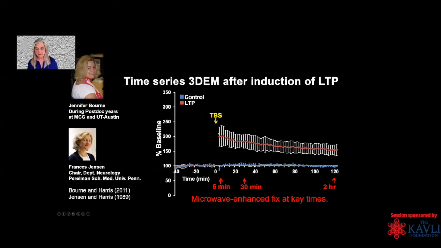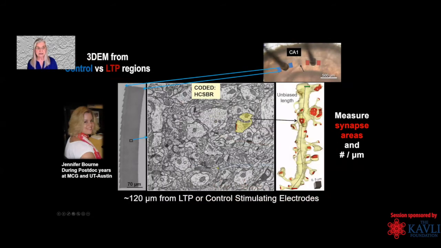the induction of LTP, shown here physiologically as a rather robust increase in the response, using microwave enhanced fixation at these key times, which produces really high quality images. From these slices, we use 3DEM from control versus LTP conditions, here colorized, as control stimulation tissue in the vicinity of the electrode that delivered test pulses only, and LTP in the vicinity of a stimulating electrode that delivered theta bursting.